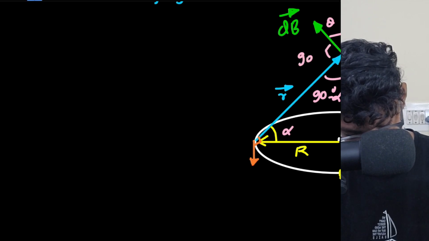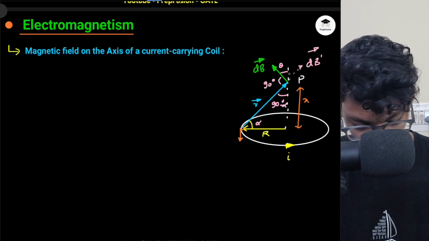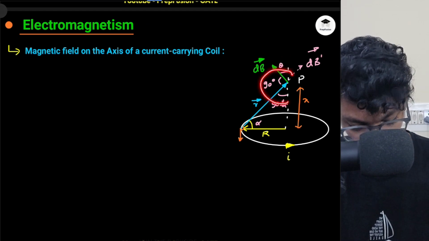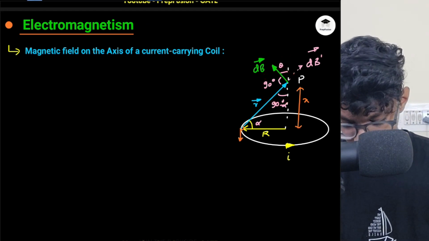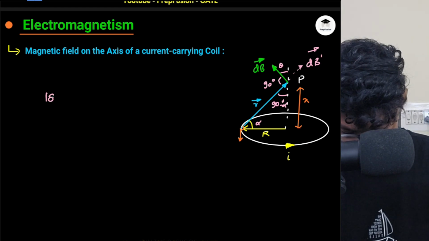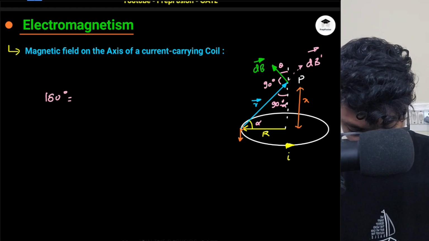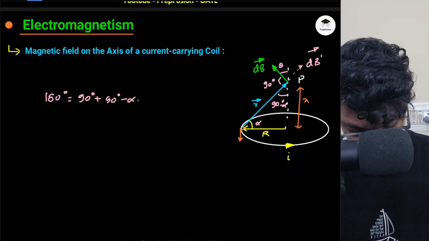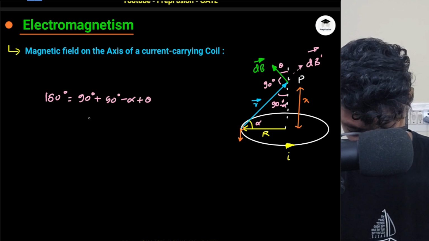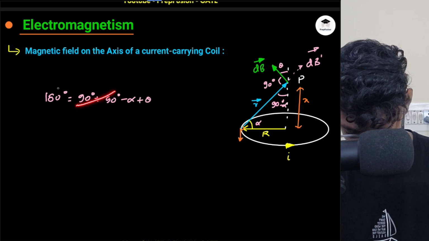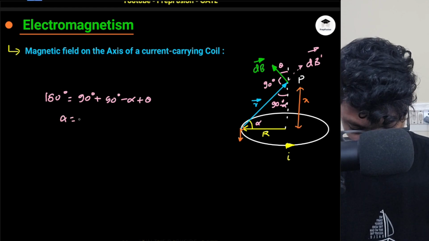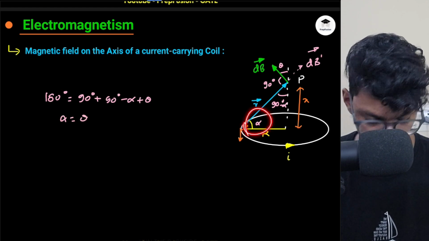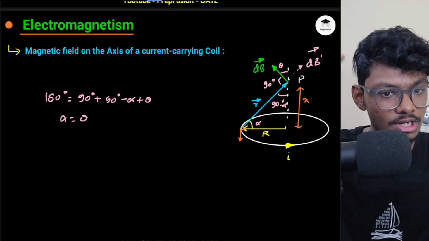This is already 90. If this is 90, then what is the relationship? If I add all these three up, I will get 180, right? So 180 equals 90 plus 90 minus alpha theta. So what happens? This 90 gets cancelled. Alpha equals theta. That is here, right? Alpha is theta. So I hope I have proved it to you. Alpha is equal to theta.